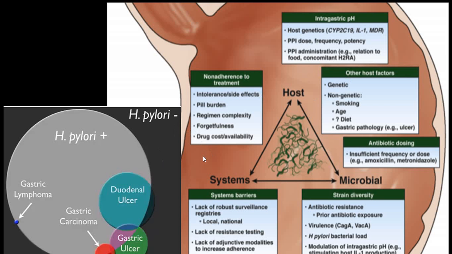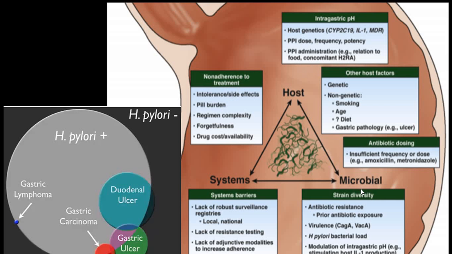I'll skip this particular slide because the writing is not very clear, but these are all the different factors: host factor, microbial factor, system factors. Host factors are genetic and non-genetic. In non-genetic, smoking, age, diet, and gastric pathology are responsible. Intragastric pH depends upon the host genetic factor, proton pump inhibitor use, frequency, potency, administration, how long you are taking it, relation to food, concomitant use of H2 receptor antagonists, intolerance, pill burden, complexity, etc., which will also be responsible when you are giving treatment for a peptic ulcer.